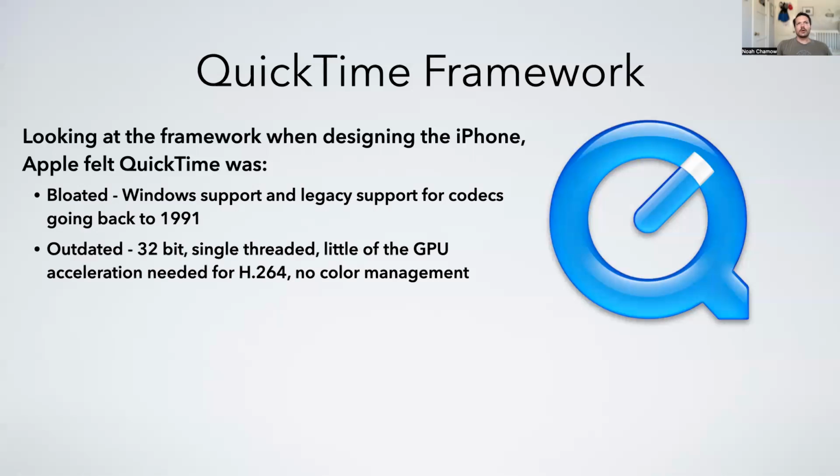And in addition to that, QuickTime at this point was sort of outdated. It was 32-bit, which I'll talk about in a little while. It was single-threaded, which means if you have a computer with multiple cores, QuickTime would only be able to use a single one of those cores when it was doing encoding or something else. It didn't really have the GPU acceleration needed for H.264, and it didn't have any color management. So these were all things that, when looking towards the future, made Apple feel like maybe it was time to move on and build something new from the ground up that was more forward-looking than QuickTime.